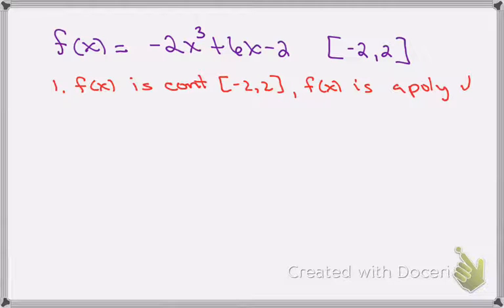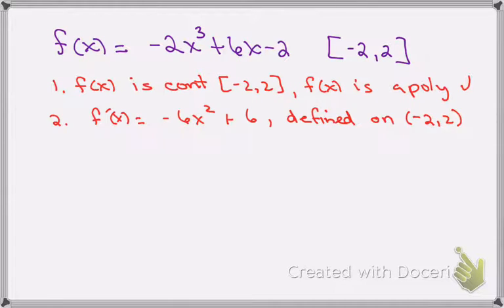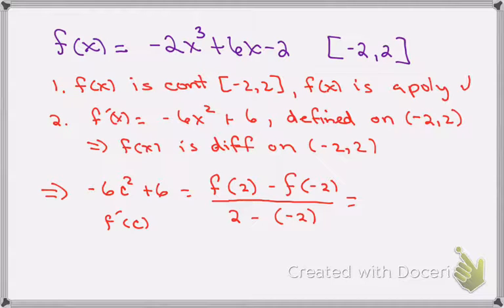So first we check and we see that f of x is continuous on the closed interval minus 2 to 2 because f of x is a polynomial and therefore it's continuous everywhere. The derivative of our function is minus 6x squared plus 6, which is also a polynomial, so it's certainly defined on the open interval minus 2 to 2. And therefore we know that f of x is differentiable on (minus 2, 2). So we're going to stick our derivative in on the left-hand side and evaluate it at c. So minus 6c squared plus 6, that's f prime of c.